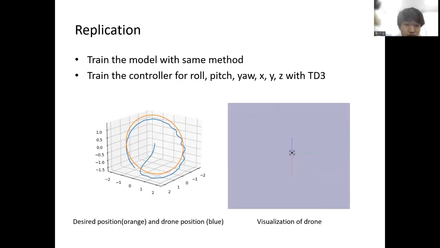For replication, we trained the model using the same method as the original paper. We trained the controllers for roll, pitch, yaw, X, Y, and G with TD3. The left image shows the desired and drone position in the tracking test. The right video is the visualization of the flight during the test. And as you can see, the drone is flying along the desired trajectory.